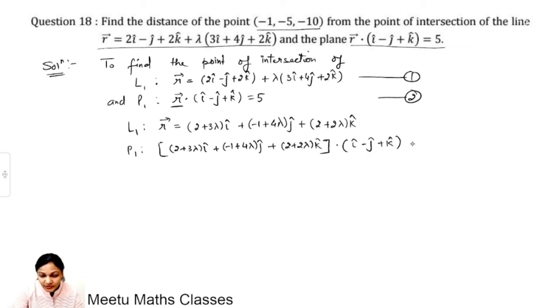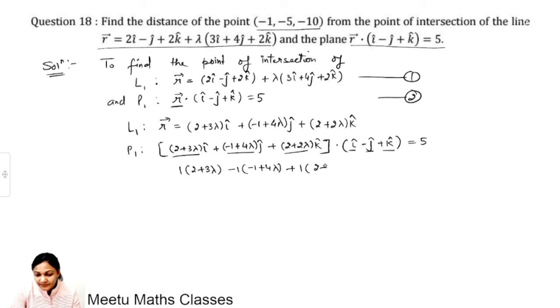The dot product of these two must be 5. So (2 plus 3 lambda) into 1, (minus 1 plus 4 lambda) into minus 1, and (2 plus 2 lambda) into 1 must be equal to 5.